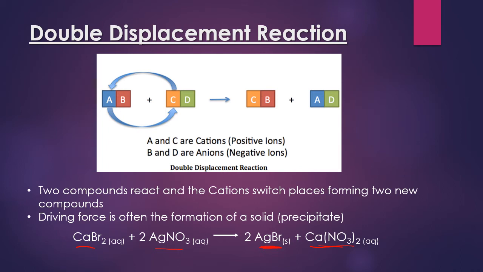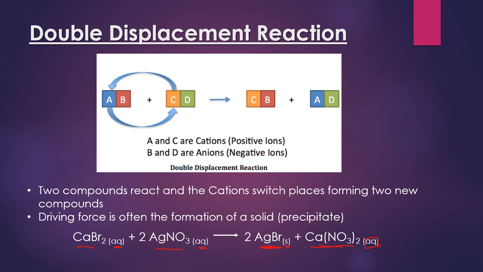Now, the driving force for these reactions is the formation of a solid. If you'll notice these little symbols down here, they tell us the physical state. We have aqueous for the calcium bromide, aqueous for the silver nitrate, and then over on the product side, we have one aqueous, calcium nitrate, but the other one's a solid, because the formation of a solid is what helps drive these reactions forward.